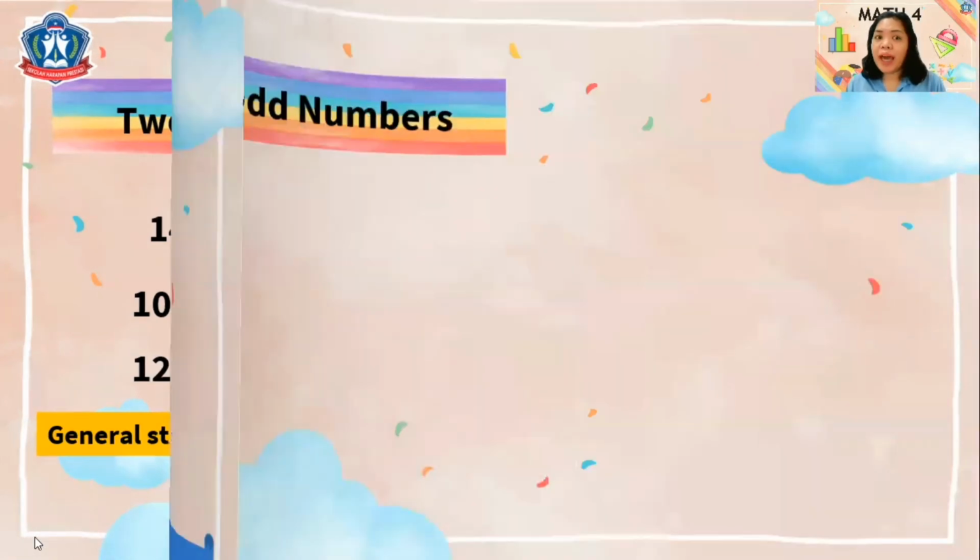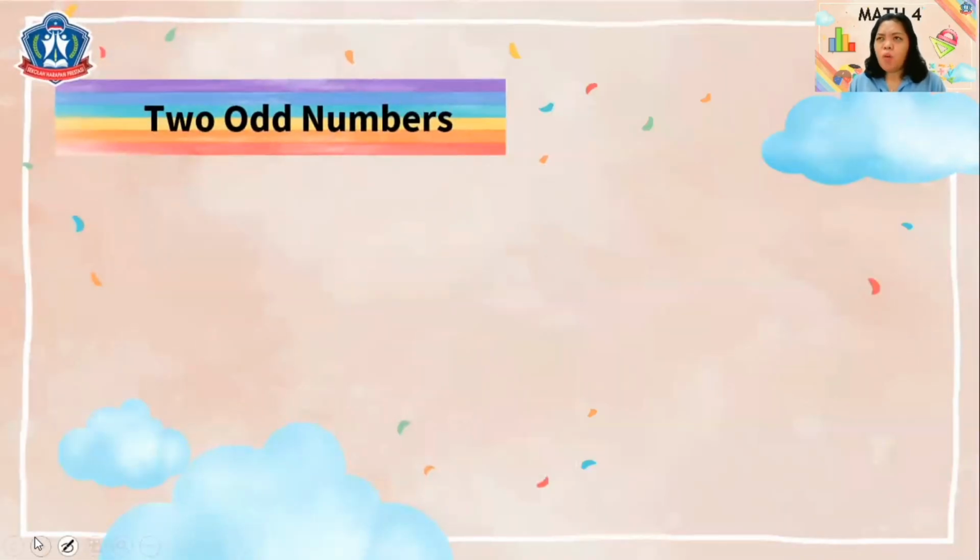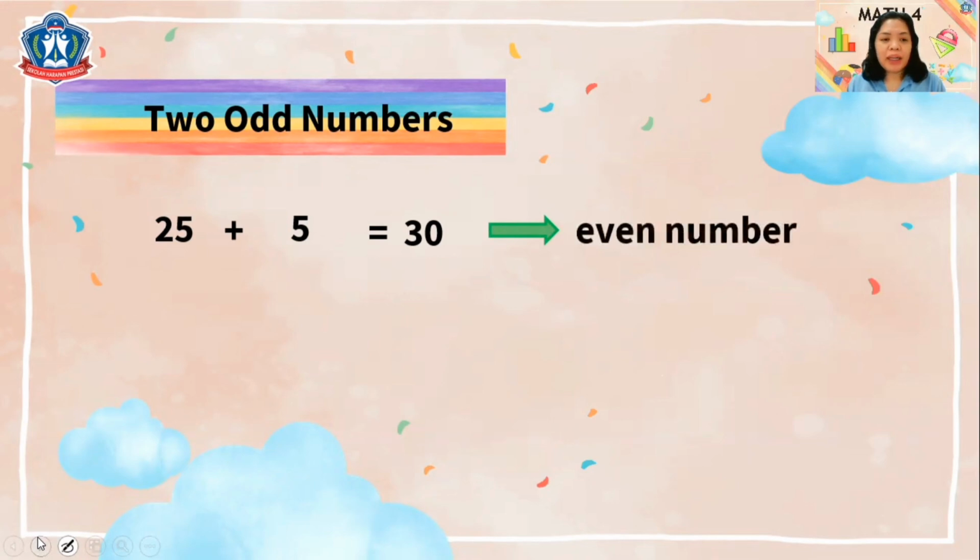How about if we add 2 odd numbers? What do you think is the general statement that we can make when we are going to add two odd numbers? Example, 25 plus 5, that is 30. Is 30 an odd or even number? Even number. How about another odd number?